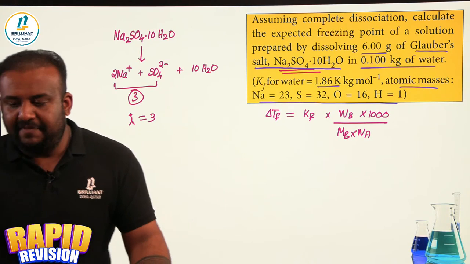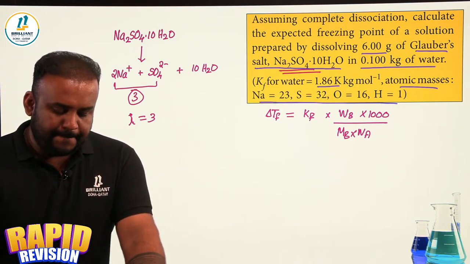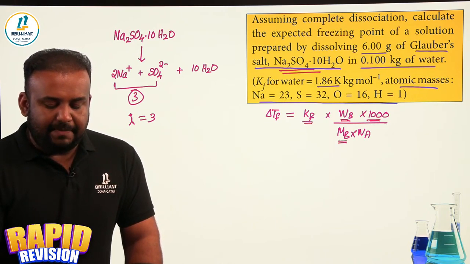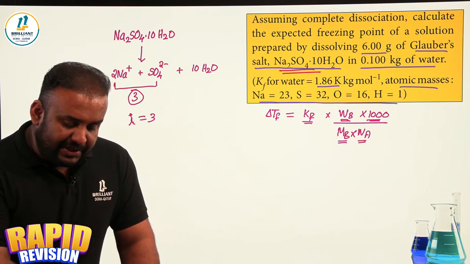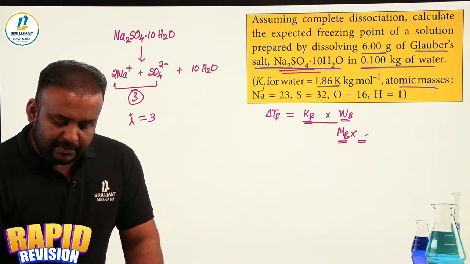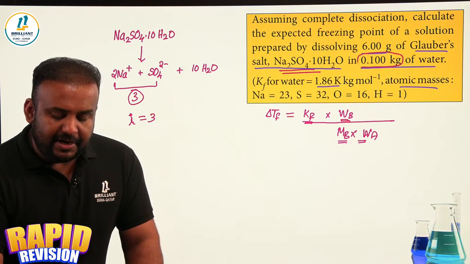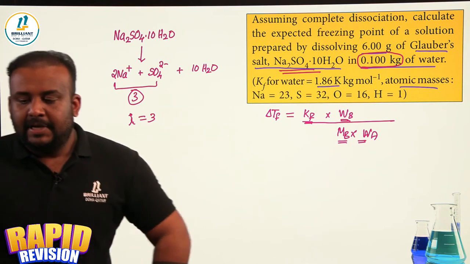The ions, how many effective ions is it making? So Kf into WB into 1000 divided by MB into WA. So WA into that 1000 factor you can avoid in this formula. Why? Because already you see how much is the solvent's mass given? 0.1 kg. It's in kilogram. Is that clear?